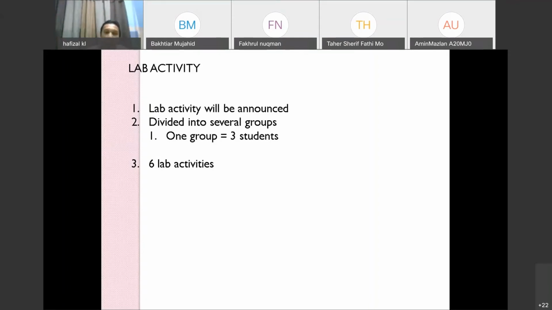With 3 students in the group, you need to discuss what the manual is asking. And then you produce the report in 1 week's time or 2 weeks' time. Later on I will give details.